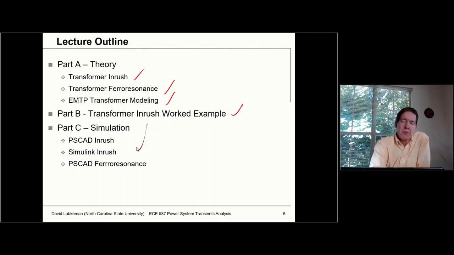And then I'll take a look at how we model this in PSCAD and Simulink, and we'll have some examples in simulation for the inrush phenomenon as well as the ferroresonance phenomenon, and show you how you can model this using computer programs.